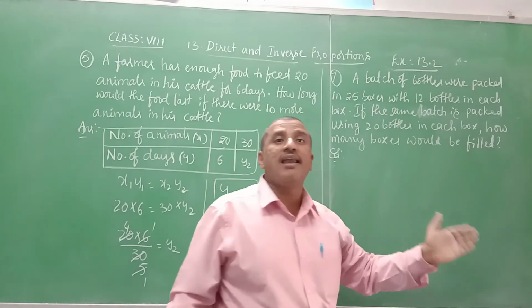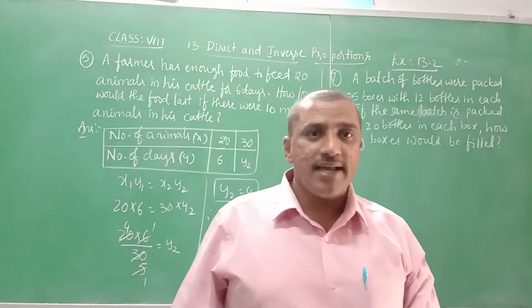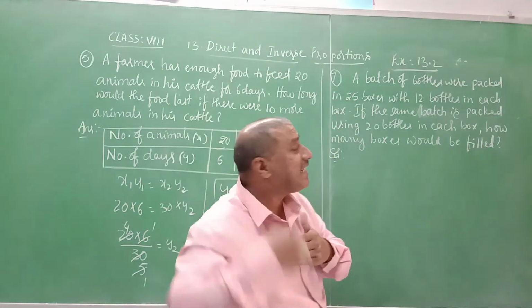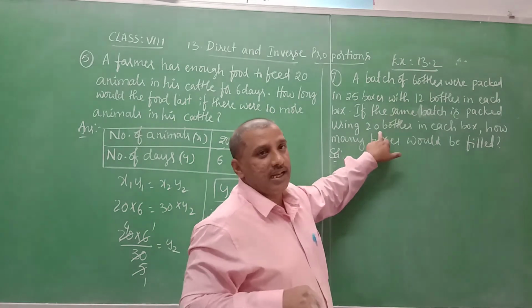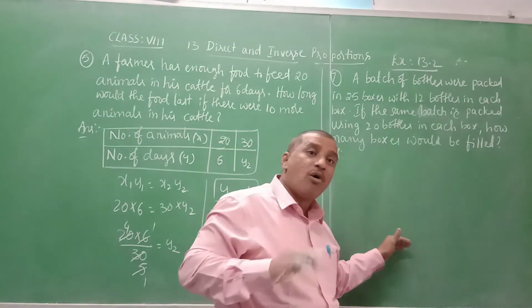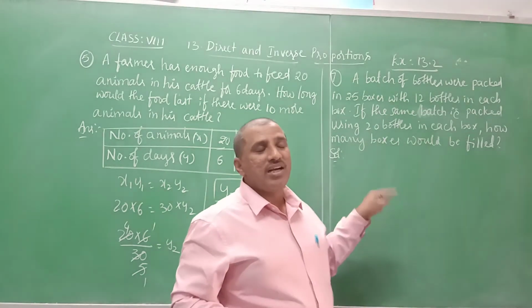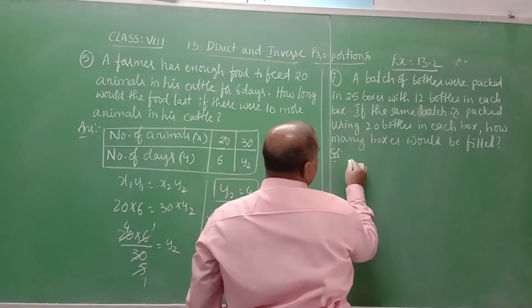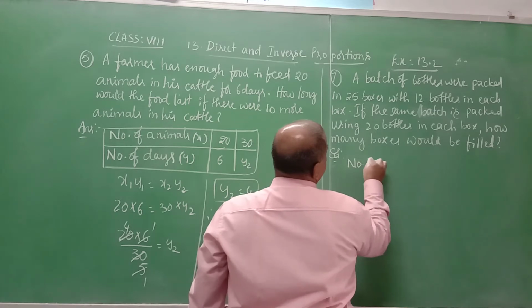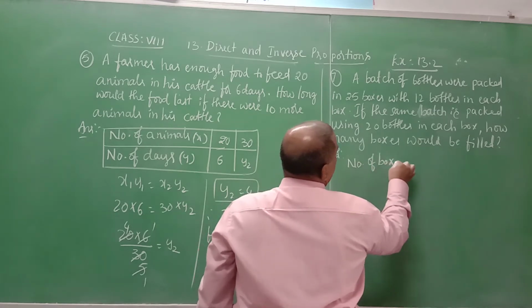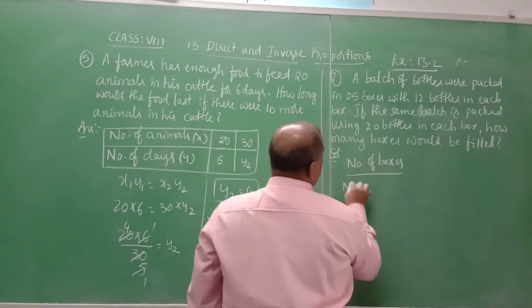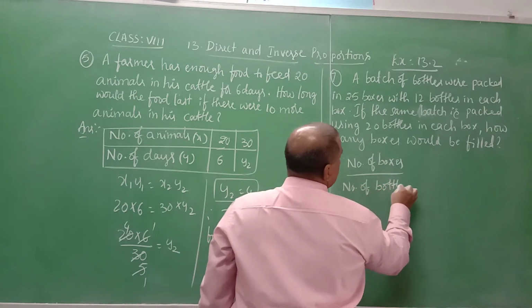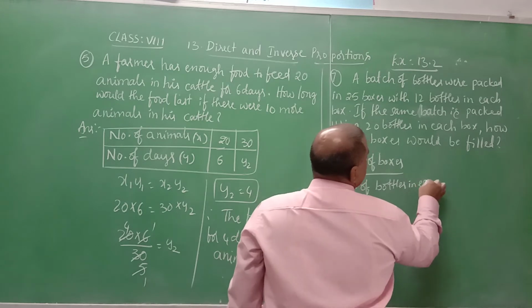Yes, it is less than 25 boxes, because the number of bottles packed in each box is increased from 12 to 20. Definitely the number of boxes will reduce. So it is in inverse proportion. Now write the table: number of boxes and number of bottles in each box.